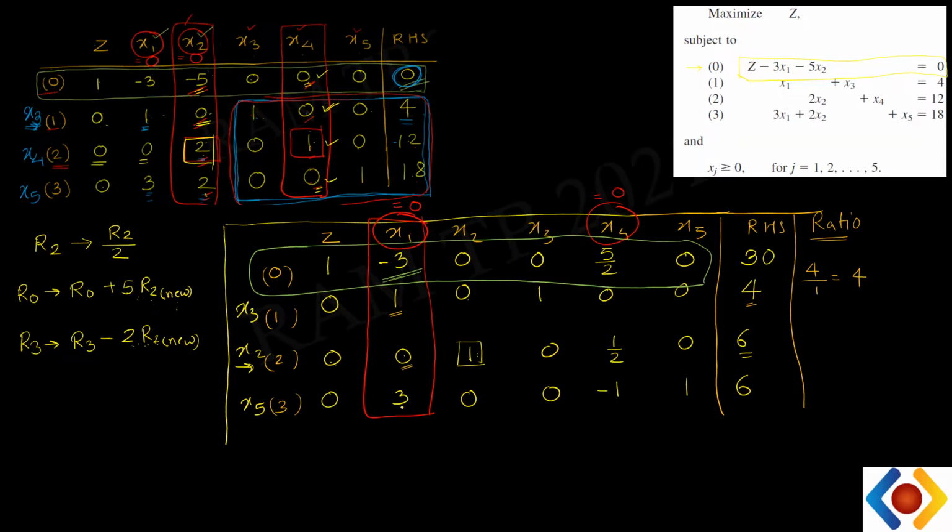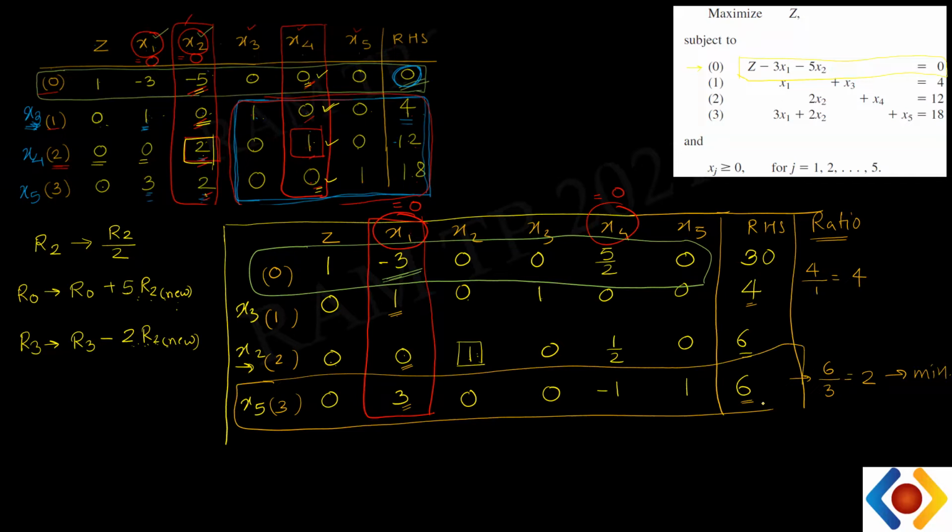So we can't do that. For the last row the coefficient is 3, and the right hand side is 6. 6 divided by 3 becomes 2. So which one is the minimum value? The last one. That means x5 will go out from the basic. This is how we can quickly decide which variable has to move out.